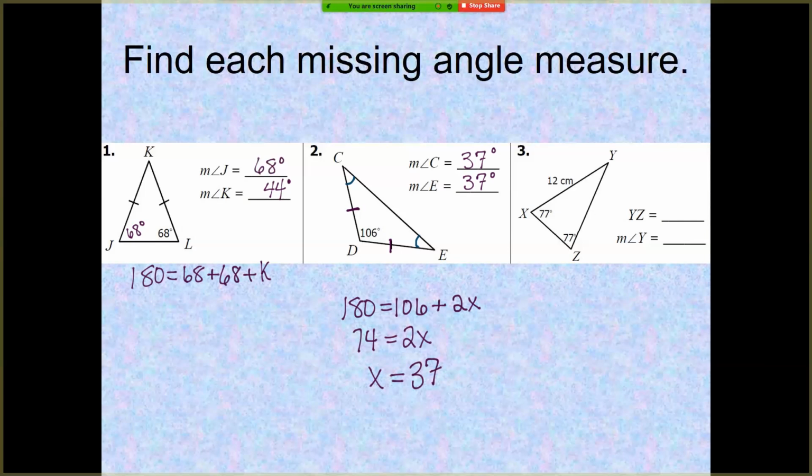Question 3 changes things up a little bit. They're giving you two congruent angles, which means the opposite sides have to be congruent. So line segment XY has to be congruent to line segment ZY, which means they both have to be 12 centimeters.